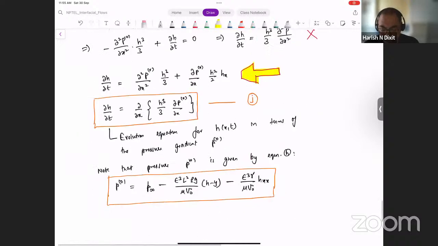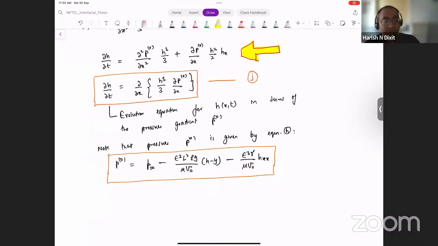Is this clear? Surface tension will try to flatten the interface. Viscosity can only retard the flow, but it really cannot completely suppress the rupture once van der Waals forces become dominant.